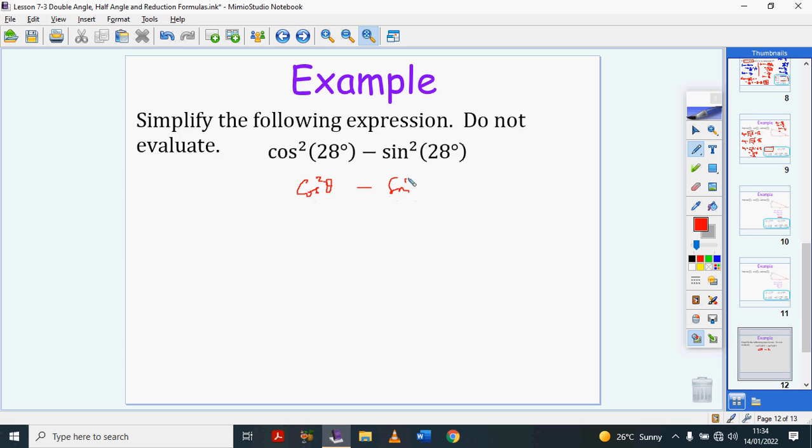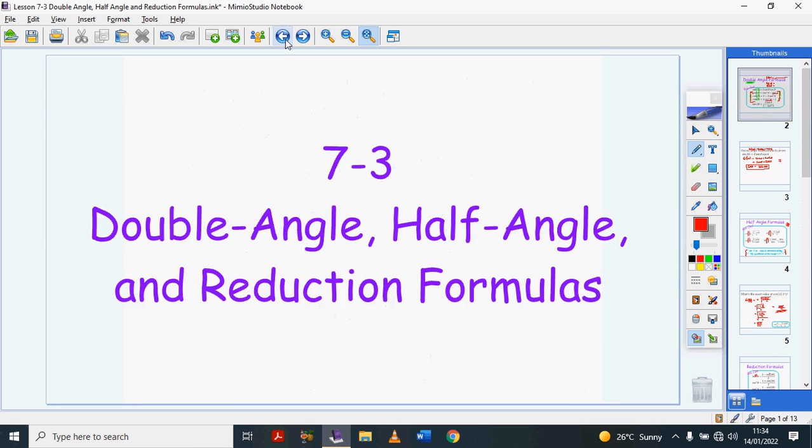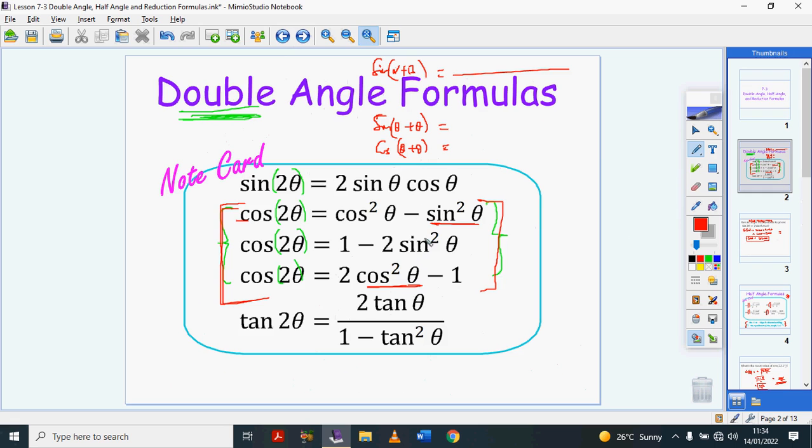So as soon as you look at this, let's take the 28 out and call it theta, sine squared theta. Go back to your note card and ask yourself, which formula looks like this? And if I go back to my note card, the formula that looks like that is one of the expressions of the cosine 2 theta, right? One of these expressions in cosine 2 theta looks like this.